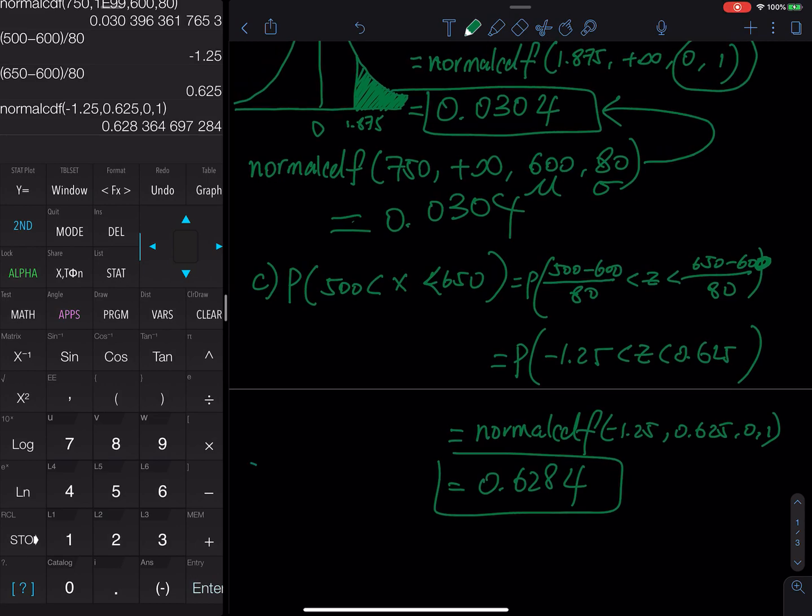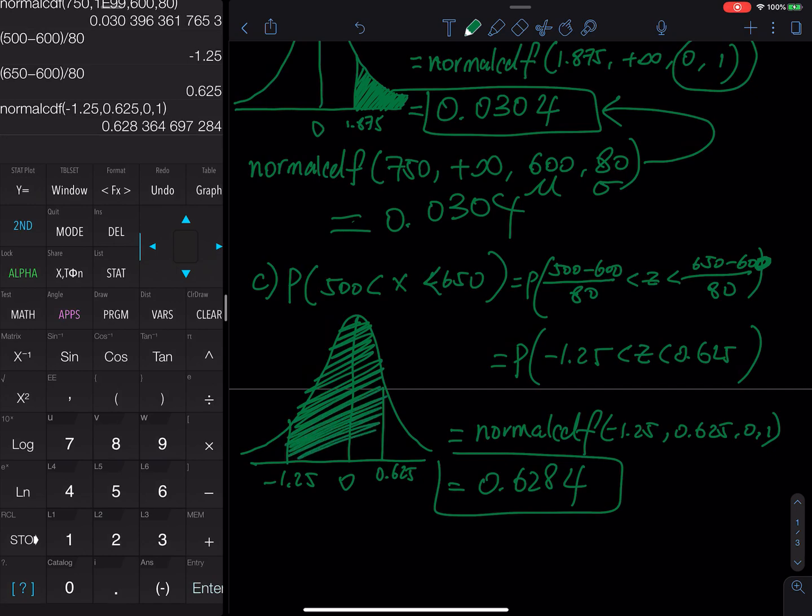And then the graph, let's quickly draw the graph over here. You have 0 in the middle, negative 1.25, positive 0.625, and then the 62% is right between them. So that's the area that you are looking for.